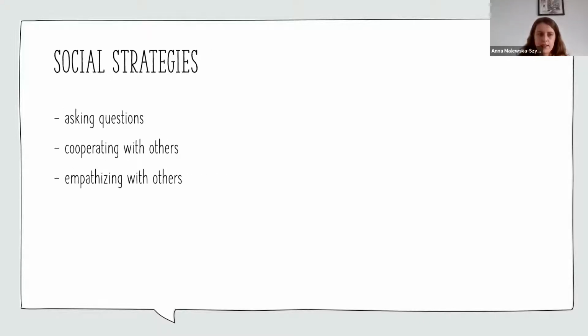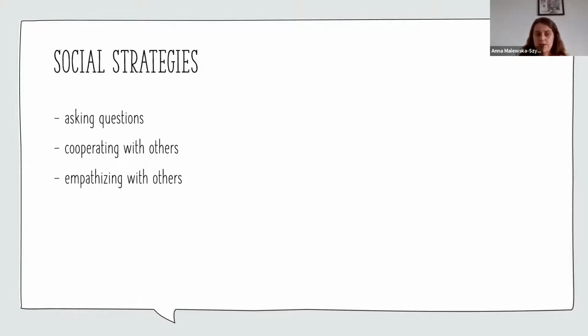And the last category, social strategies. So asking questions, for example, asking for clarification, etc. Cooperating with others, so cooperating with other students. Maybe they have some group work, so it is important for them to be able to manage this kind of cooperation, to manage such a task.